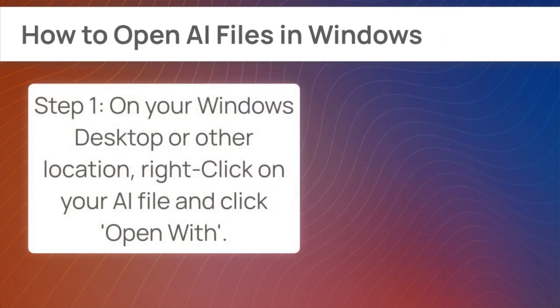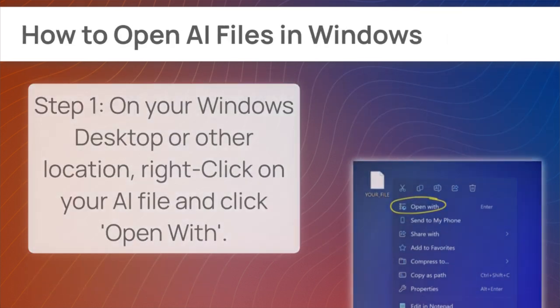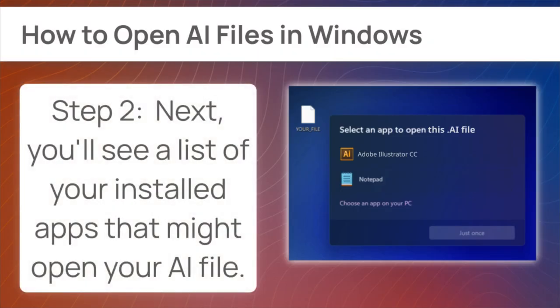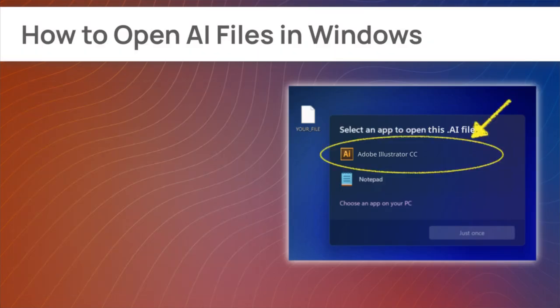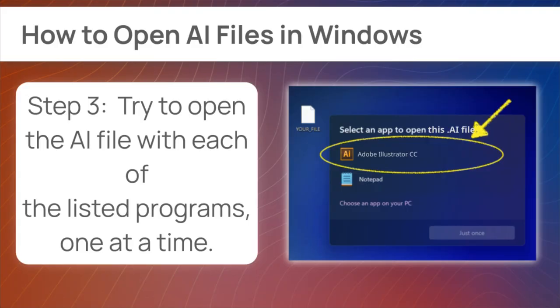To open this specific AI file, right-click your file and select Open With. If Adobe Illustrator CC is available, use that first. If it's missing, choose another program. Don't worry if it takes a few tries.